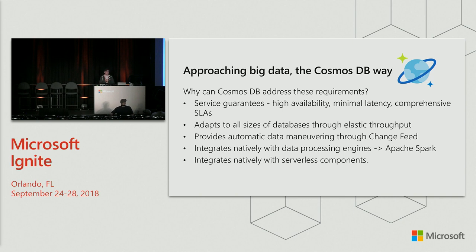It can adapt to all sizes of databases. Cosmos DB uses horizontal partitioning to deal with data scale, so that can provide different collections with different sizes that will be suitable either for the master data set or for the aggregated views. We'll see in a second. It provides automatic data maneuvering through the change feed. Change feed we'll introduce in a little bit, but it's basically like an agent that runs on a database that executes logic upon every write or read.